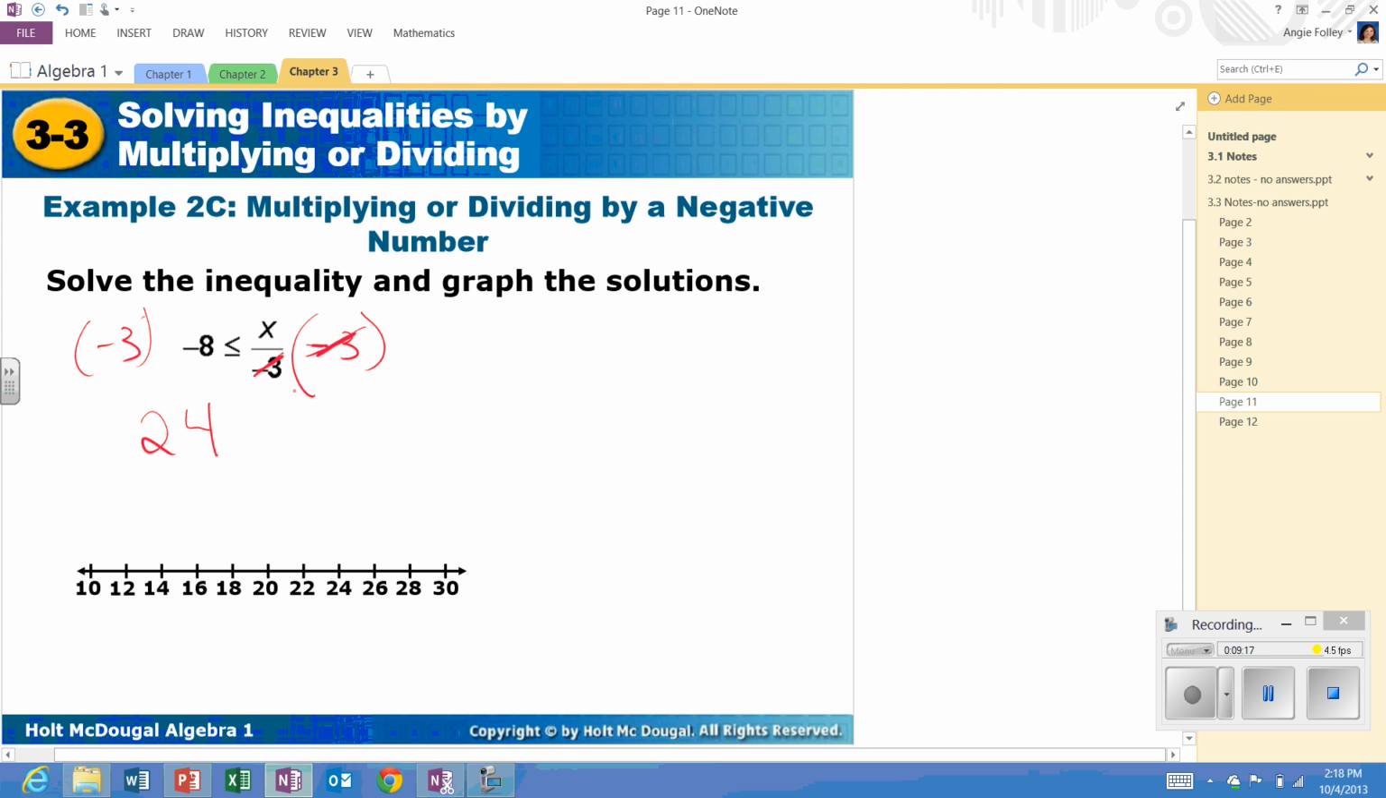And I multiplied by a negative number, so I need to flip the sign this direction and then put an x in. So I can read this in two ways. I can read it as 24 is greater than or equal to x, or I can read it as x is less than or equal to 24. So at 24, it's going to be a closed circle because I'm including 24. And then again, I like to read it with the variable first and say x is less than or equal to 24. So I know that everything goes to the left.